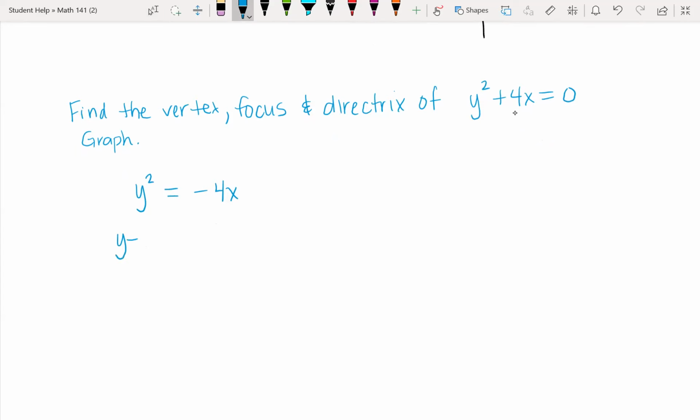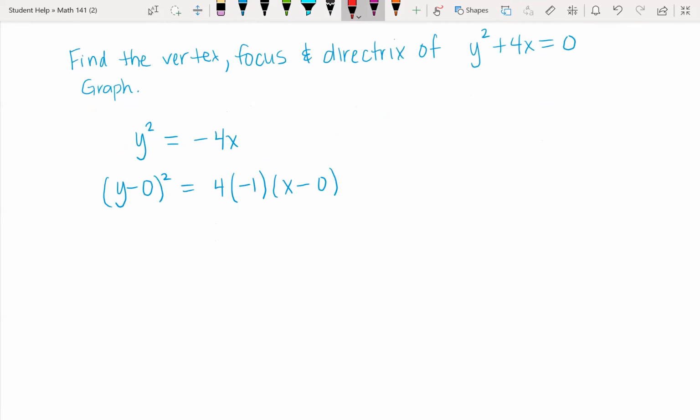So I'm going to write this as y minus 0 squared equals 4 times -1. Remember, the format is always 4 times a number. And then for the x, we have x minus 0. Now, x and y are in different locations now. So this here is k, and this here is h. Doesn't matter so much in this context because the vertex is going to be the point 0, 0 again. P is -1, so that tells me that the graph is going to be opening to the left.